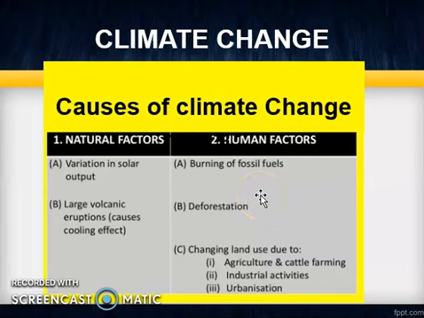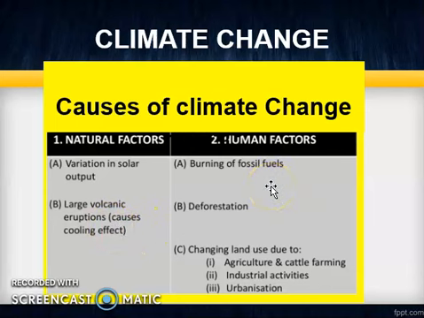As I said in the previous slide, climate change can happen due to several factors or several cause agents. The first one, natural factor. For example, the cause agents under this group of factors are variation in solar output, and the second one, large volcanic eruption.